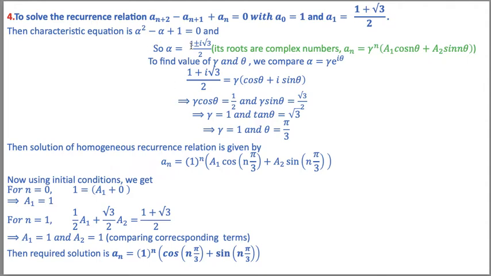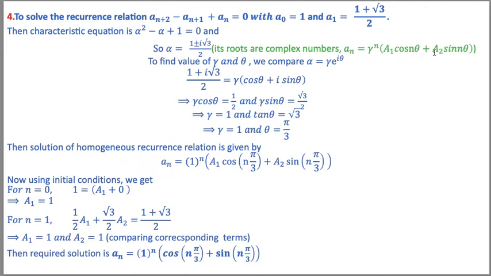So minus b means minus into minus 1, plus minus the square root of b² - 4ac, that is 1² - 4, which means -3. Under root -3 is i√3, upon 2a, which means 2. So alpha comes out to be (1 ± i√3)/2. Here in this case, the roots are complex numbers. If the roots are complex numbers, then the solution is of the type a_n = γ^n (a1 cos nθ + a2 sin nθ), which we have discussed in the second slide.